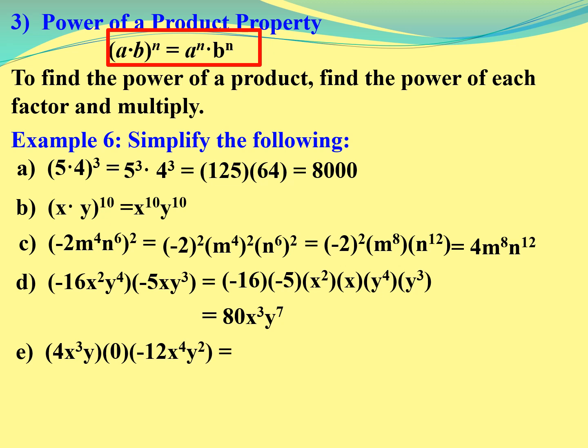Letter E. Quantity 4x cubed y times 0 times quantity negative 12x fourth y squared. Of course, we expect that the answer to this one is 0 because any number multiplied by 0 is 0.